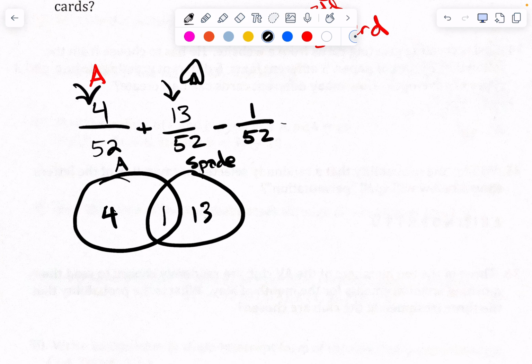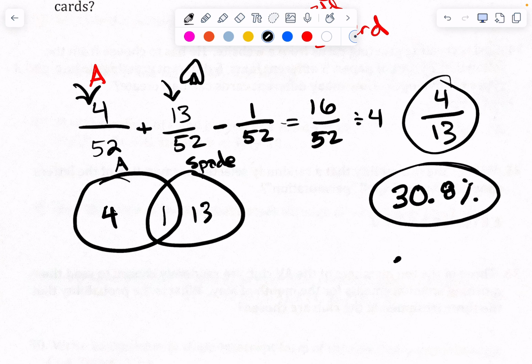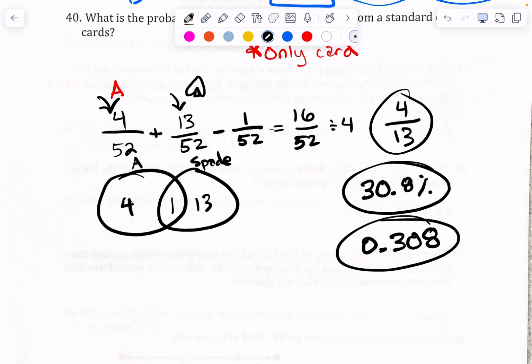Okay, 4 plus 13 minus 1 is 16. 16 over 52. Divide by 4, and you get 4 over 13, or 30.8%. Yep. Perfect. Or 0.308, whichever one of those, right? Okay? Happy with that?